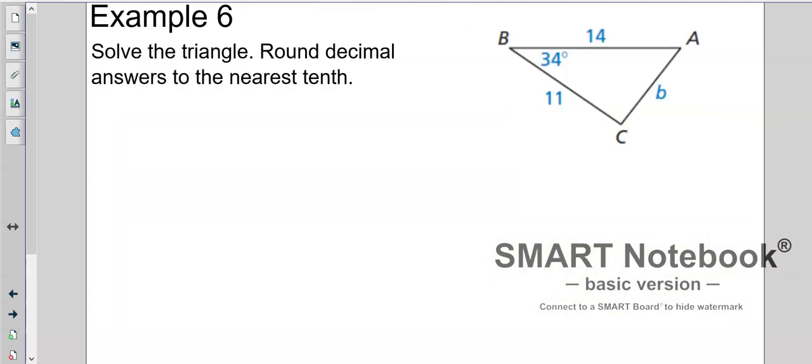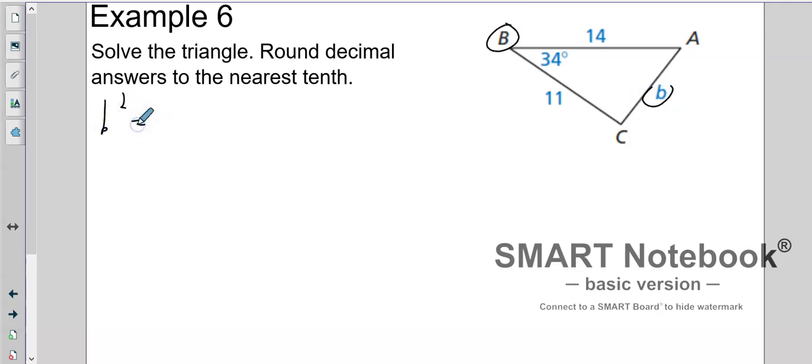You're going to have it. You just got to be able to plug the numbers in correctly. That's the hardest part about it. So you just got to be careful with this. All right? So for example 6, solve the triangle. All right? So all we have right now is angle B. So we got to start with B. So we write our formula.